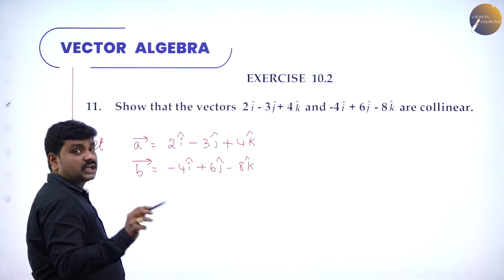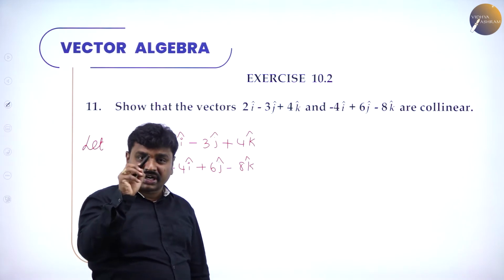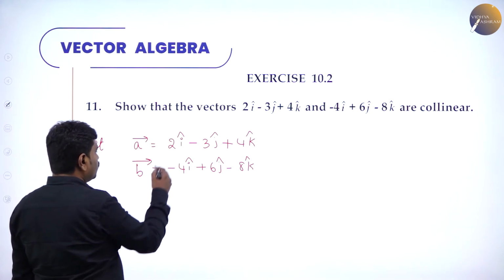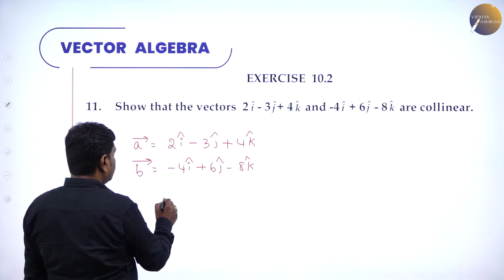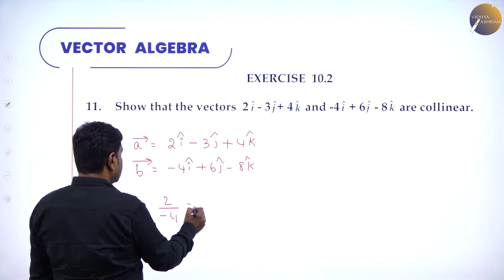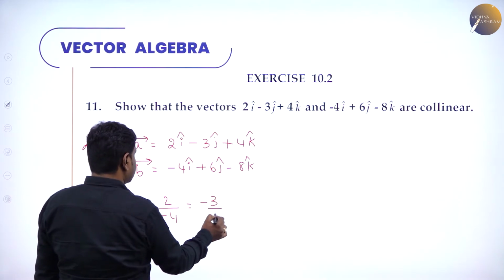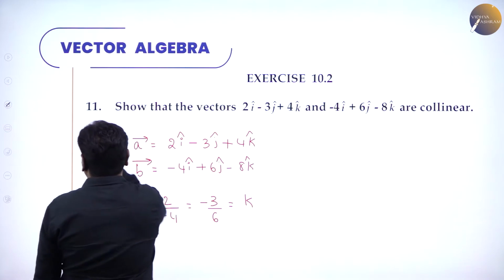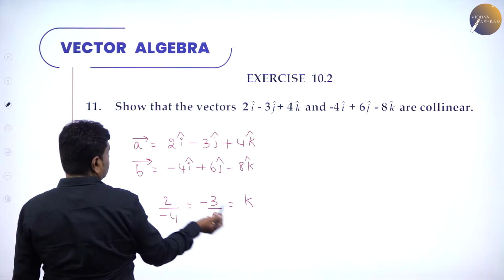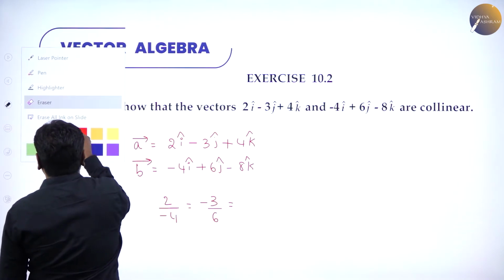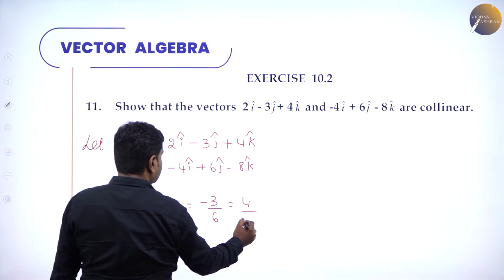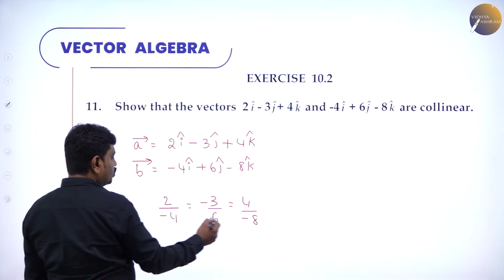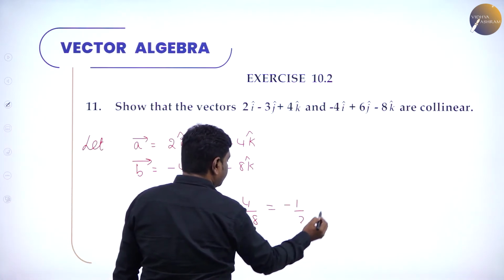So, if two vectors are collinear, then their direction ratios are proportional. Direction ratios means quotients. So, now you do quotients. A1 by A2 means 2 divided by minus 4 is equal to what? Minus 3 by 6, and the k quotient is what? 4 by minus 8. All are the same. You can see all are divisible. 2 1s are 2, 2 2s are 4. Everything gives you minus 1 by 2.